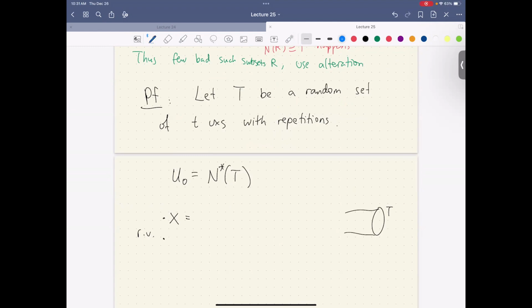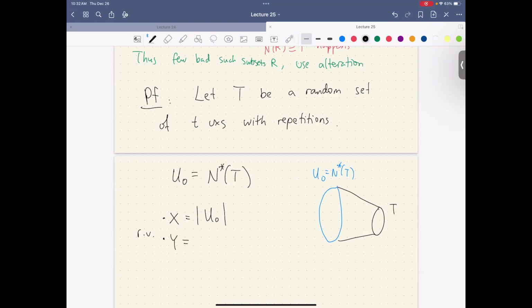Common neighborhood. This is my set. Actually, I want to make it larger. So U0, common neighborhood. Good. Let's define a random variable X which counts the size of this random common neighborhood U0.